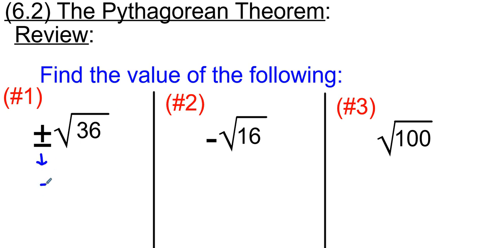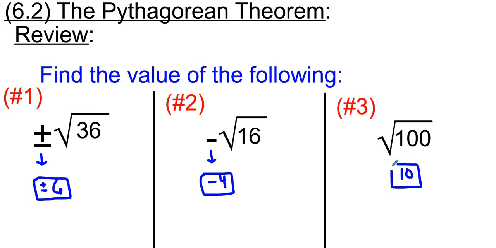So this one is plus or minus. The square root of 36 is 6 because 6 times 6 is 36. So plus or minus 6 is the answer to the first one. The next one has a negative before the square root, so carry that down. And the square root of 16 is 4 because 4 times 4 is 16. So negative 4 is the value of this one. And the last one has no symbol before it, which implies that we just want the positive value. The square root of 100 is 10 because 10 times 10 is 100.